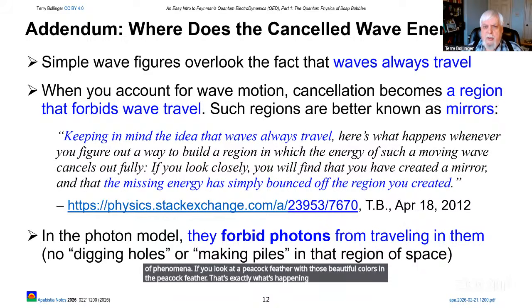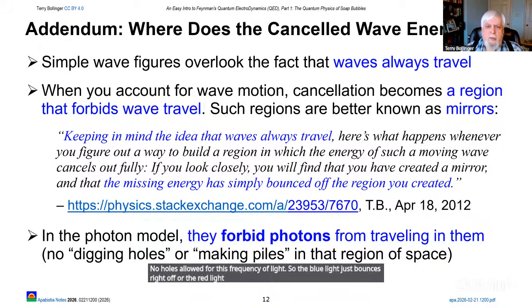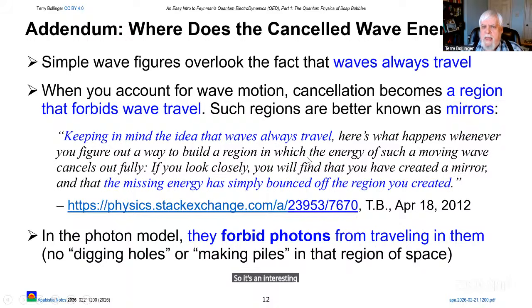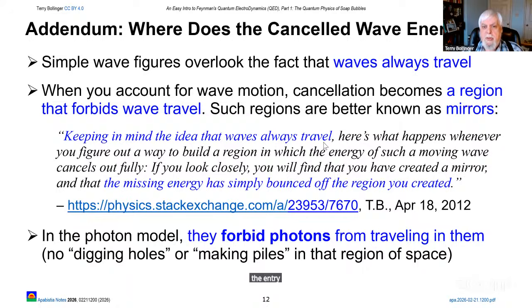The peacock feathers create a little region where it essentially has a sign in front that says, no holes allowed for this frequency of light. So the blue light just bounces right off, or the red light, or whichever area it is that they have forbidden. So it's an interesting way to think about this cancellation: any phenomenon that looks like a mirror has some variation of this cancellation effect. It's forbidding the entry of photons into that area.